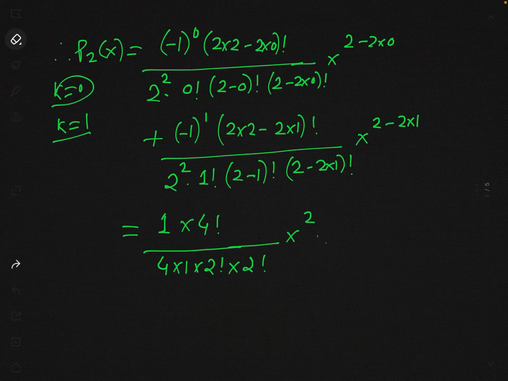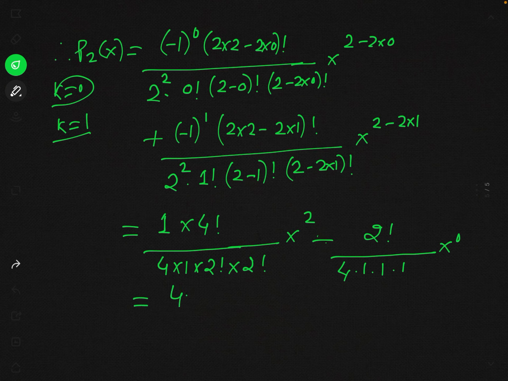Now see this second term. Since minus 1 to the power 1, that will be minus. So here put the sign of minus. So this is minus, and minus 1 to the power 1 gives minus. 2 into 2, 4, minus 2, that will be 2. So this is factorial 2, and divided by 2 square, this will be 4 into factorial 1 is simply 1, and factorial 1 is 1. 2 minus 1, 1. Factorial 1 is simply 1, and 2 minus 2, that will be 0, and factorial 0 is again 1. So this is 1, and x to the power 0.